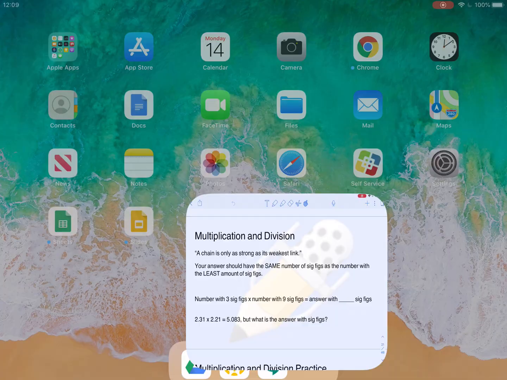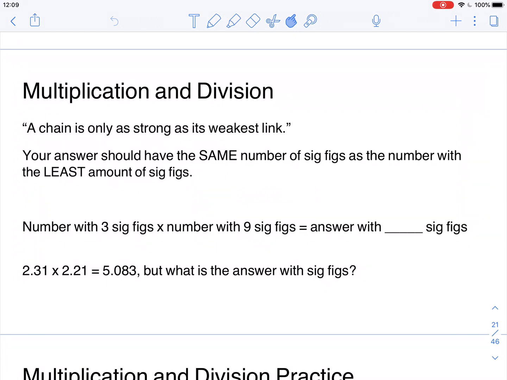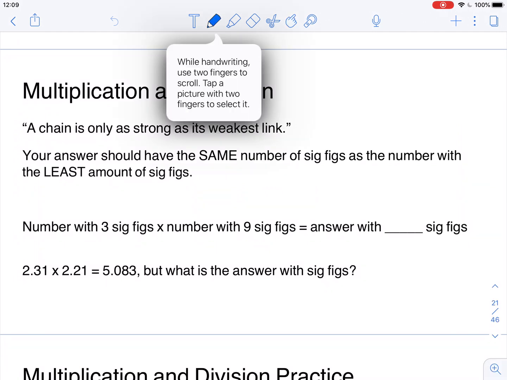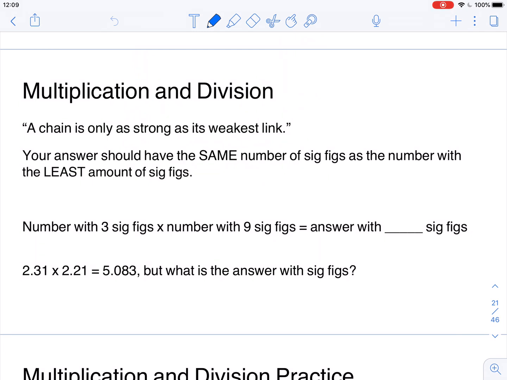All right, folks. So hopefully by now you are pros at counting sig figs and rounding sig figs, because that's going to come in real handy when we start to actually do math with them. So this is what you would expect to do in any given situation, whether you're in lab or doing a problem in class. So we're going to start with multiplication and division.